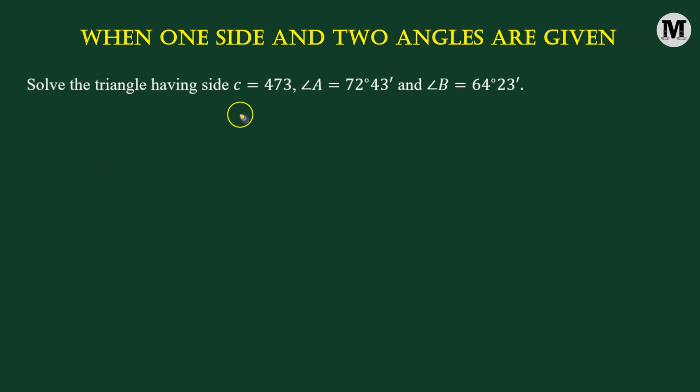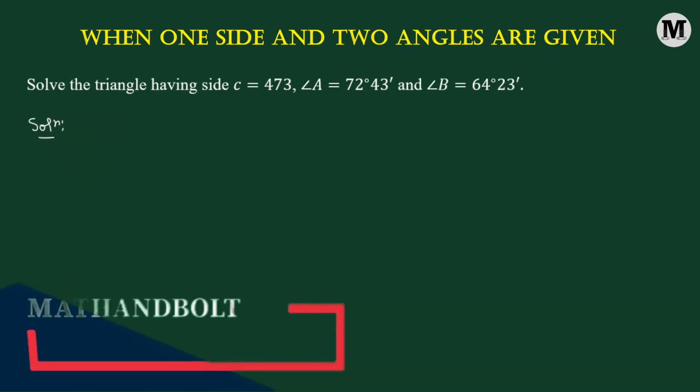Solve the triangle having side c equals 473 units, angle A measures 72 degrees and 43 minutes, angle B measures 64 degrees and 23 minutes. Okay, let us begin. First, let's try to understand this with the help of a triangle.